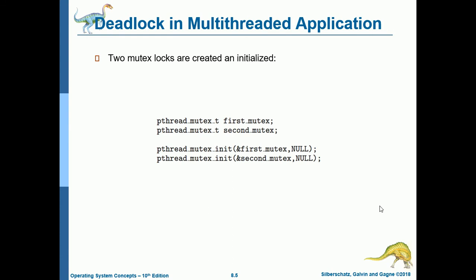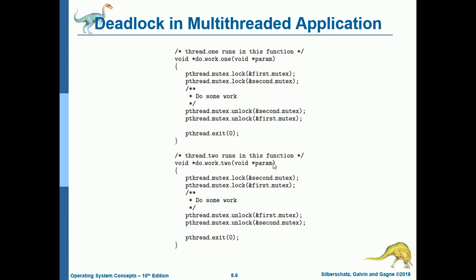So, deadlock in a multi-threaded application. Assuming that we have 2 mutex locks that are created and initialized. These are the 2 mutex locks and this is their initializing command, for the first mutex and the second mutex lock. And then we have a code here in which, let's read the comment: thread_1 runs in this function. And then we have another code where thread_2 runs in this function. As we can see, the 2 threads have access to both of the mutex locks, the first and second mutex locks.